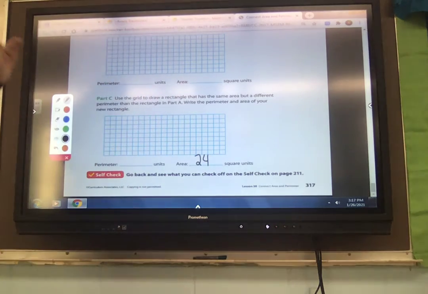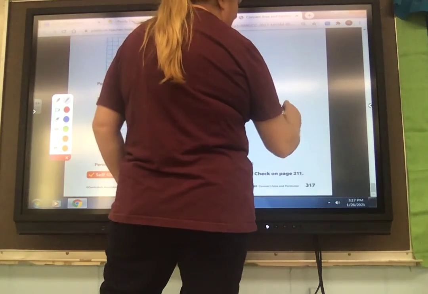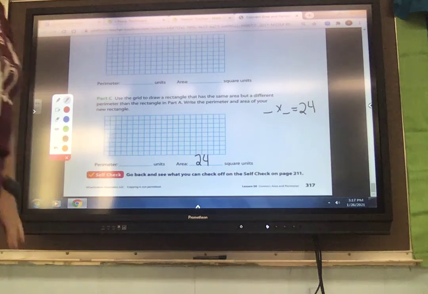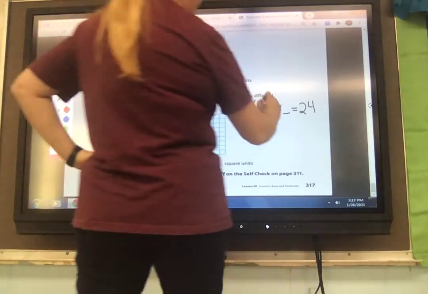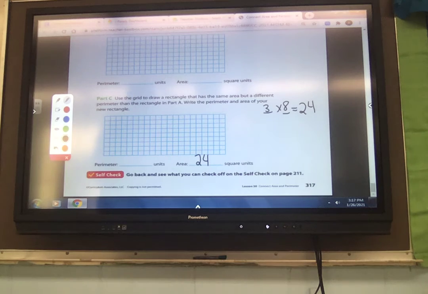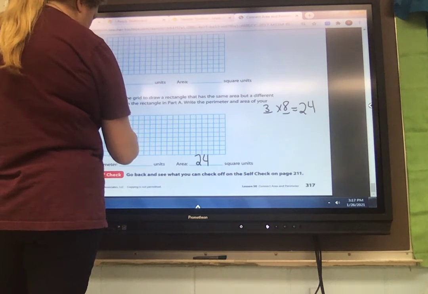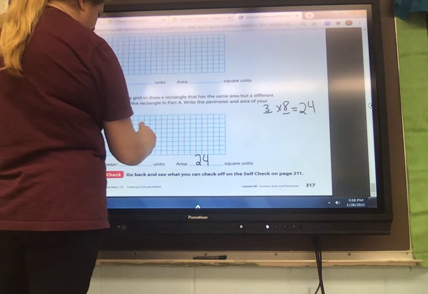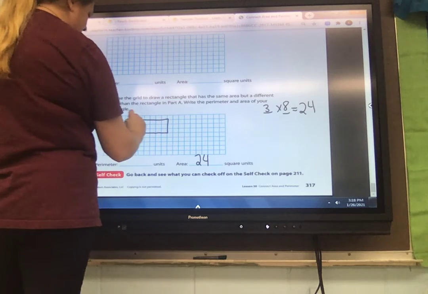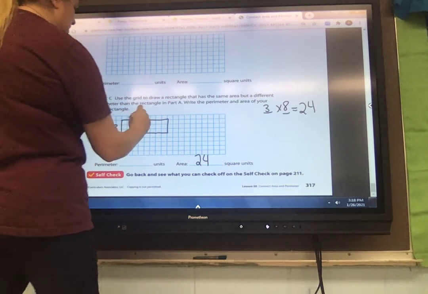Okay? But we can't use 6 and 4. So we've got to think of something else that will give us 24. What about 3 and 8? Will that work? 3 times 8? Yeah, that's 24. So I'm going to do 3 rows, 8 columns. 1, 2, 3, 4, 5, 6, 7, 8. So my area we already know is 24 because 3 times 8 is 24.